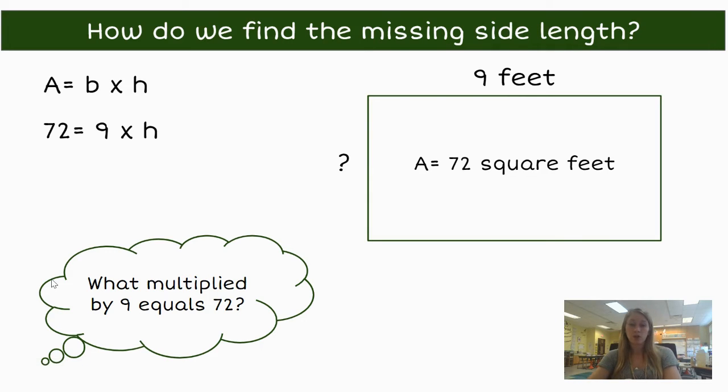That means I would need to know my multiples of 9 this time to be able to figure out how many times 9 can go into 72. Now, if you prefer to do the inverse, you can also think 72 divided into groups of 9 would be 8. So we have 8 feet is our missing height right here.